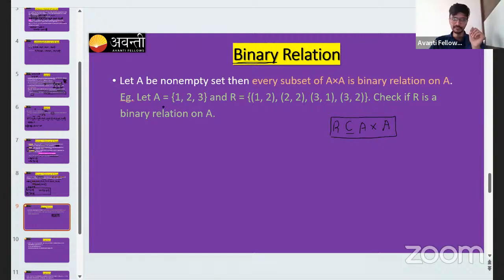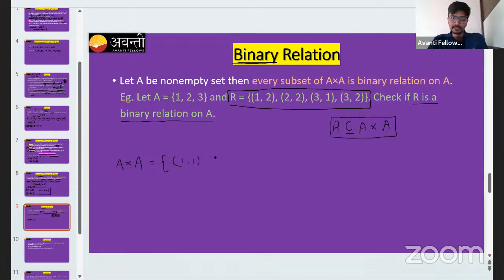Now let's see the example. A set is given, which is set A, which is 1, 2, 3. Now I have to check if R is a binary relation on A. It is the same as the last question. I just have to get the Cartesian product of A cross A, and if I prove that this relation is a subset of A cross A, then this means this is a binary relation. So let us find the Cartesian product of A cross A.